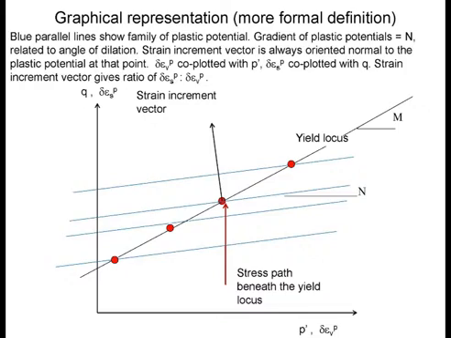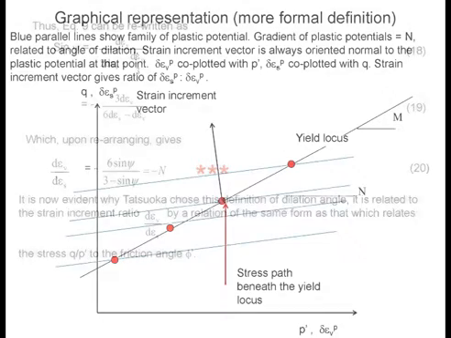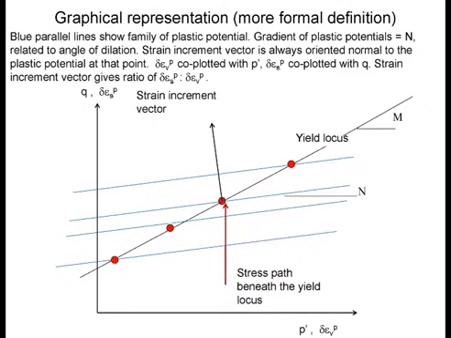In fact, when you look at Xi here, this angle of dilation actually determines the slope, the gradient of the family of plastic potentials. And when Xi equals the angle of friction, the gradient of this line equals the gradient of this line, and that is associated flow. Clear?